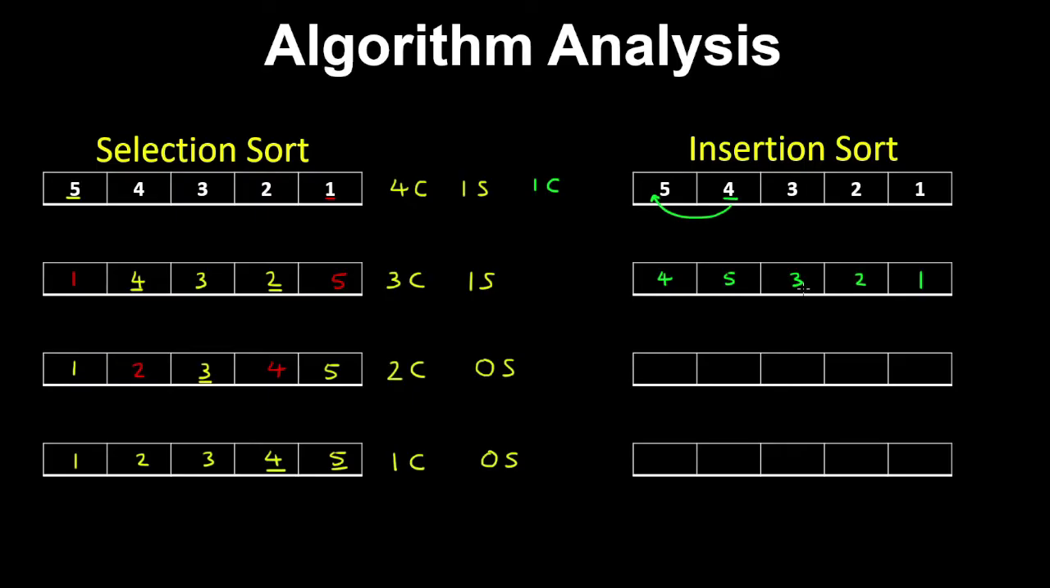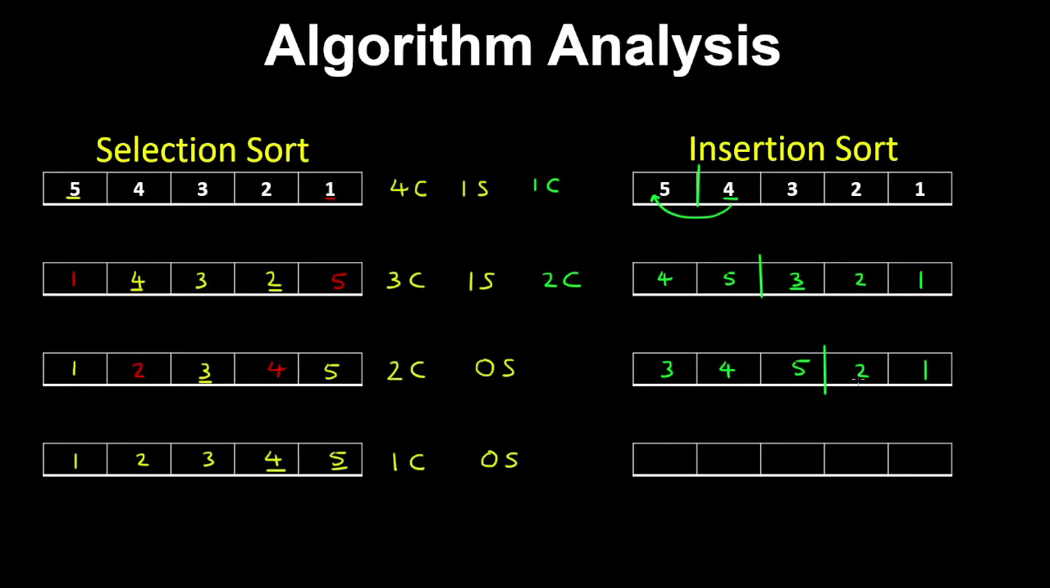And then in the next iteration, 3 is compared with the previous number, and then the 1 before it, because it's smaller than 4. So we have 2 comparisons. And then 3 gets inserted before 4. So note that after each iteration, we can see that a sorted list of numbers is maintained.